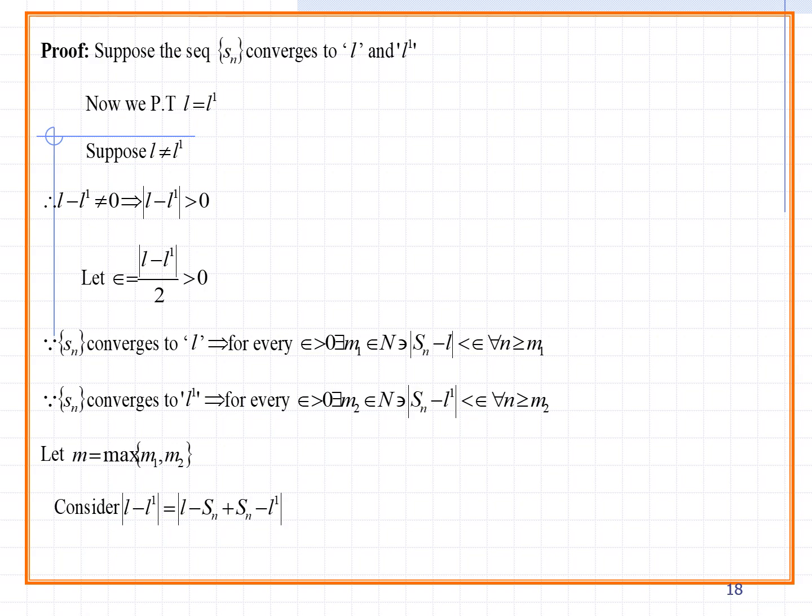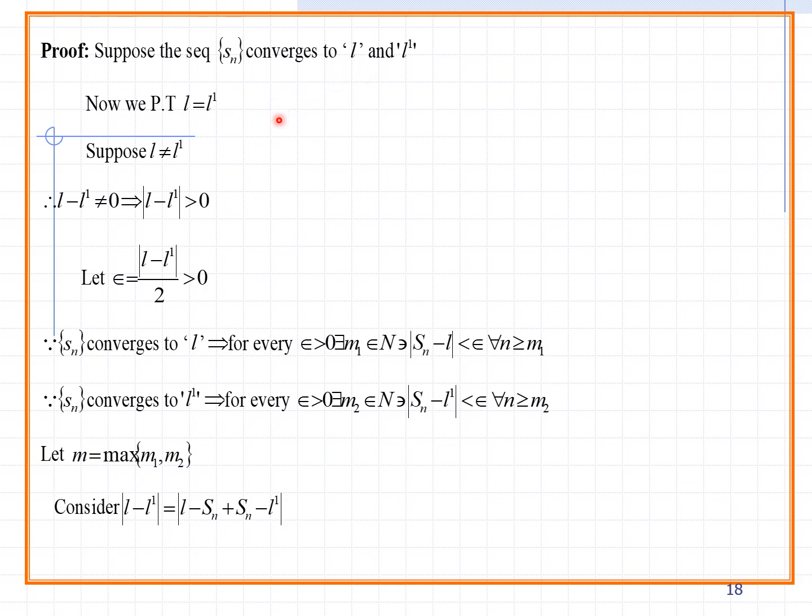Suppose that the sequence Sn converges to L and L dash. So Sn converges to L, where L means, for example, 14, and L dash is some 15. So here Sn converges to L, and at the same time converges to L dash. Now we prove that L equals L dash. Both values should be equal.